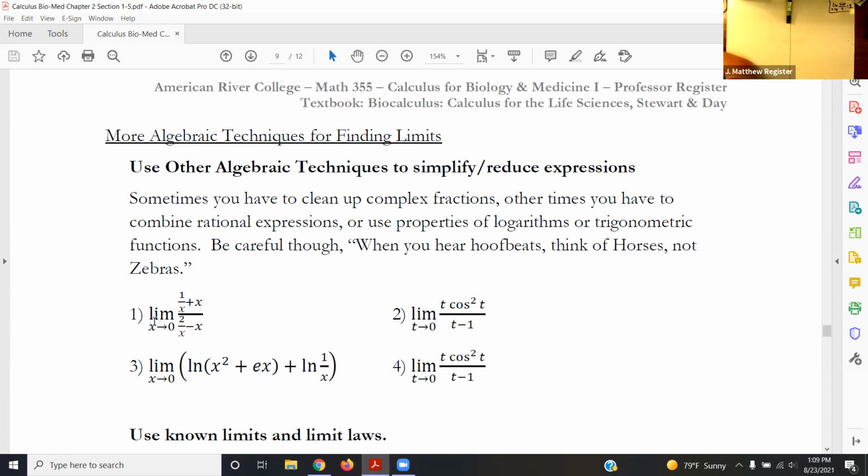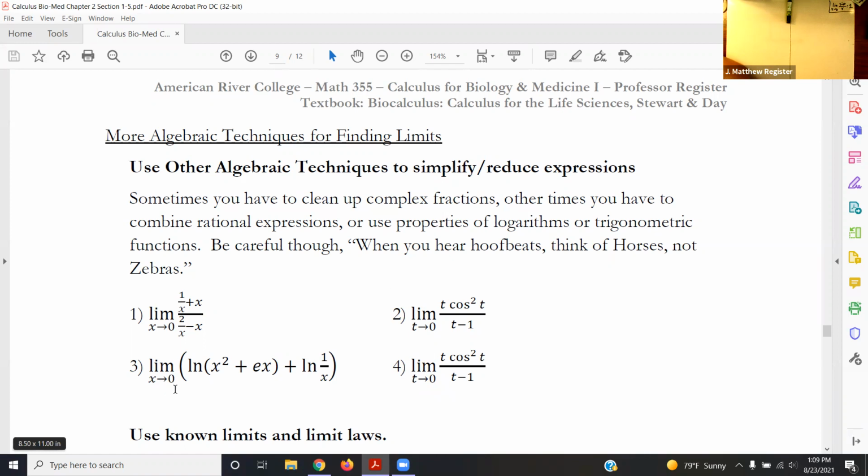With this one though, the limit as t goes to 0 of t cosine squared of t over t minus 1, you can just plug the 0 in. There's nothing special about this one. It's actually one of the easiest ones here. It's so easy that I put it as number 2 and number 4. But yeah, there's nothing really fancy to that one.